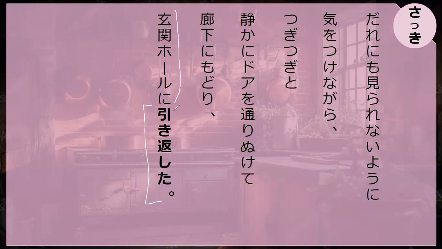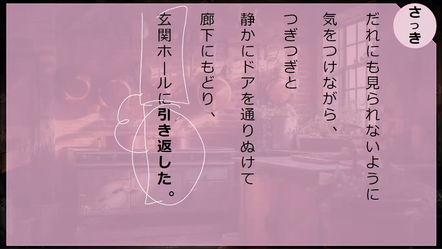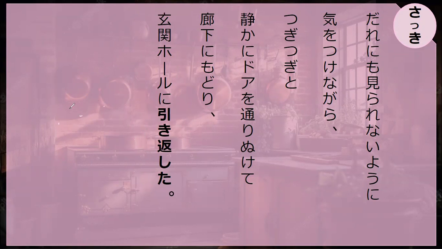Genkan no haru ni hikikaishita. It means to return or to trace your steps back, right? I retraced my steps back to the hallway. So it makes sense that the idea maybe is that you're pulling the rope back to where you came from, like you're Hansel and Gretel in the story. Hikikaisu, to retrace your steps. Retreat to the Genkan.